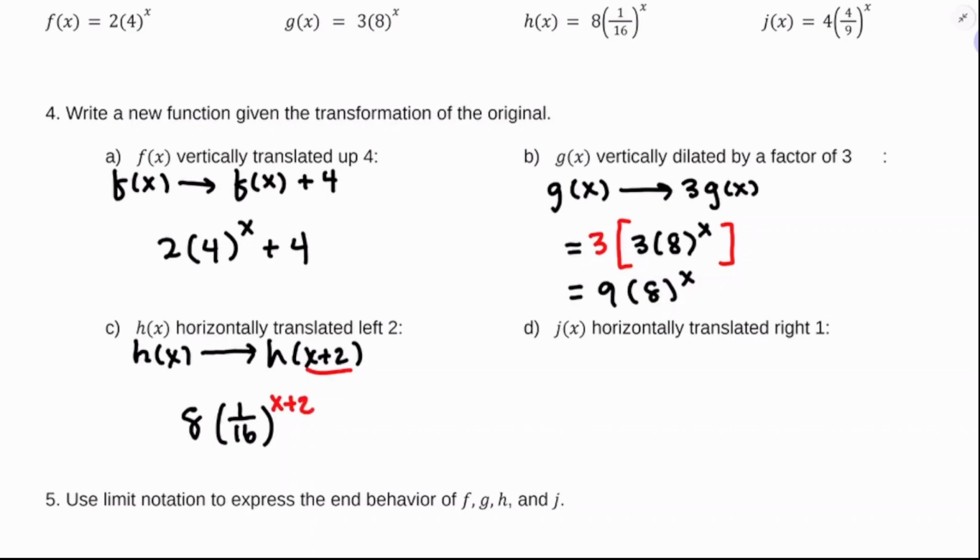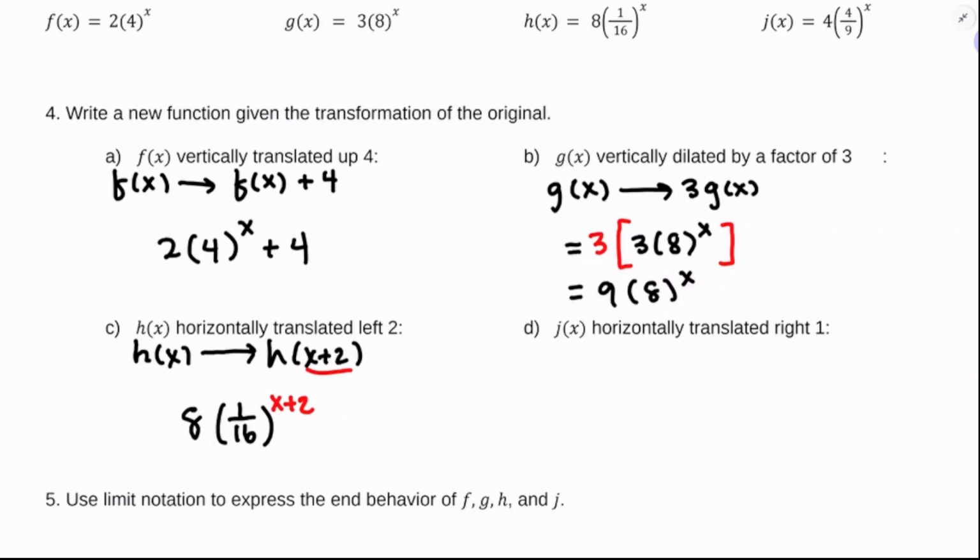Okay, and for us, that's going to be a good place to stop. Next time, we're going to investigate what that does to the graph, or what else it does besides horizontally translated left by 2. What we can do with exponent properties to show that other things are happening simultaneously.